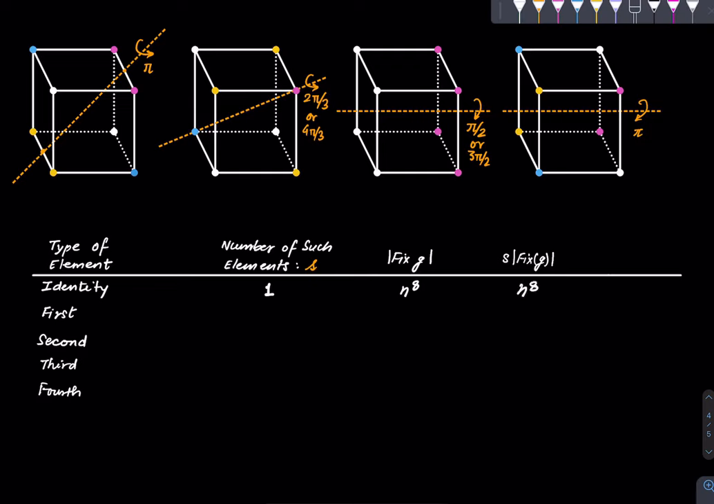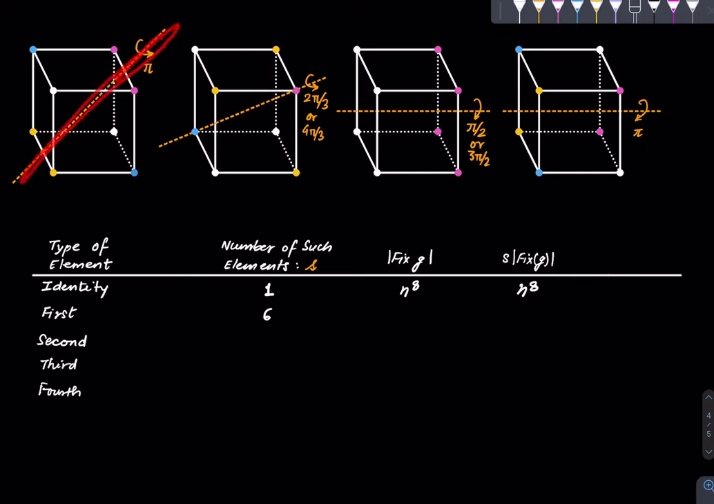Okay, now we come to this guy. How many such elements are there? Well, there are a total of 12 edges in the cube, and any element of this kind is obtained by considering two opposite edges. So therefore there are 6 elements of this type. And if you select one of those elements, what is the size of fix G if G is used to denote that element?